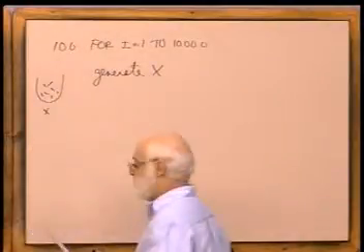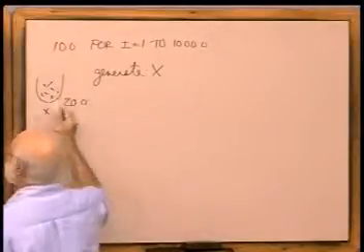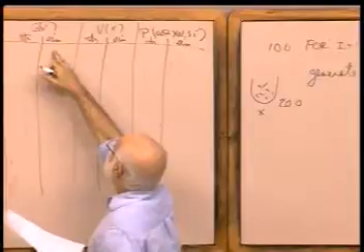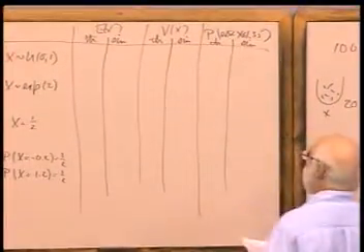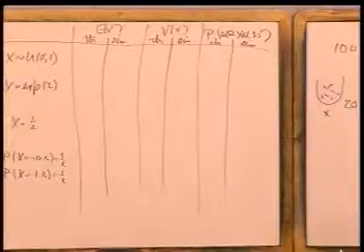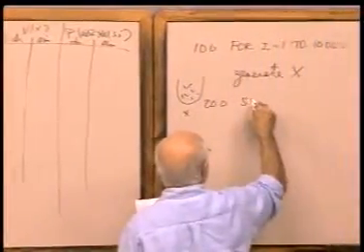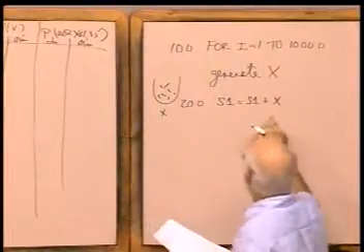That's the key concept. Now, once I've generated the X, I want to calculate the expected value and the variance and this probability. So to calculate the expected value, I have to sum all the values and divide by the number of values. So I'll sum the values, I'll call that sum S1, and then in BASIC I could write S1 is equal to S1 plus X.